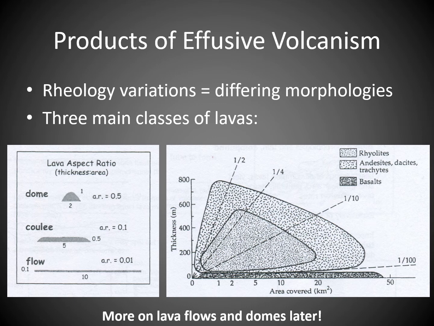So products of effusive volcanism, really you have three types. You have lava flows, like we just saw in the previous video. You have lava domes. I don't have any dome footage today, but we'll watch some in a few weeks. And then coulees, which are kind of a hybrid between lava flows and domes. They're flat top like lava flows, but thick like lava domes.